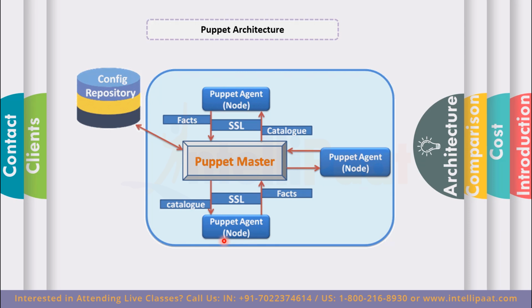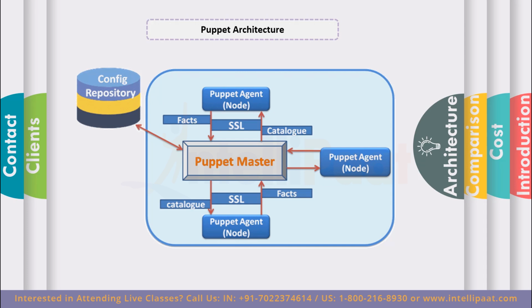Now the Puppet Master checks the facts, and according to the variables, according to the needs, it creates a catalog with all the rules, with all the privileges, which are separate for each and every Puppet agent or node. Once it figures that out, it sends out a catalog to the Puppet agent, and the configurations are made.